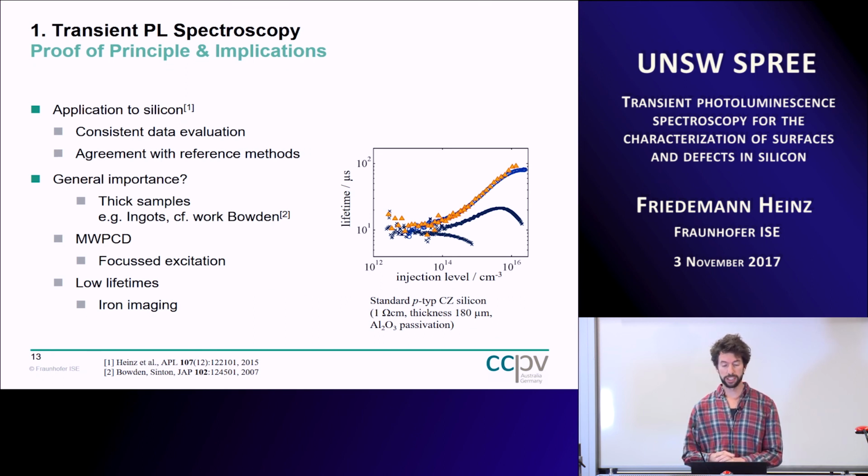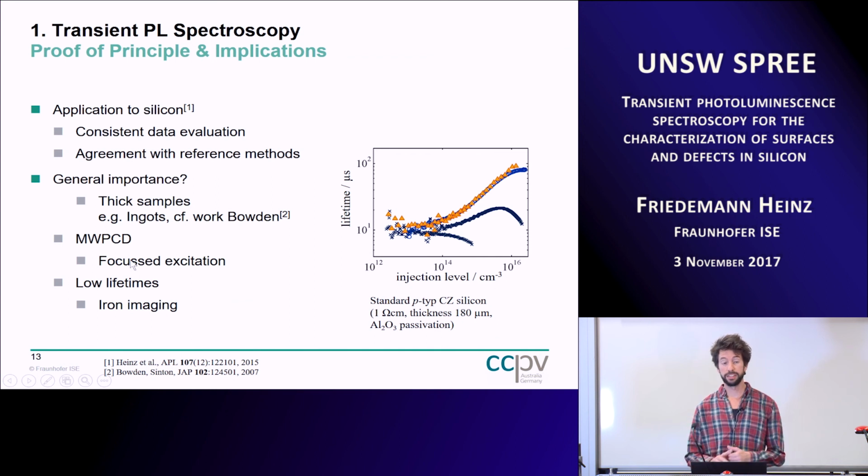So as we saw before, for photoluminescence imaging, usually this is just automatically taken care of because it's a special case. But for thick samples, for example, ingots, this is a problem, and Bowden showed that it had to be considered, and this work by Bowden is a special case of what I showed before.